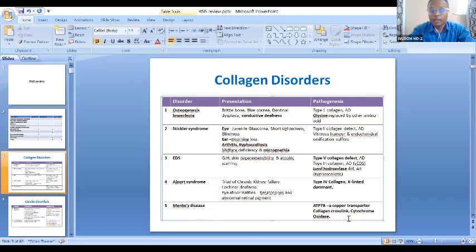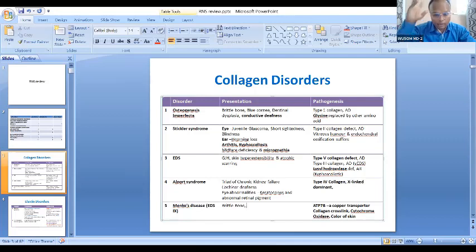And what else? Another is for color of skin, because the tyrosinase enzyme contains copper. So these three things will be affected in Menkes disease. This is brittle bone, and this is also called Ehlers-Danlos syndrome type 9. Type 9, okay? So go and read this disorder also, okay?